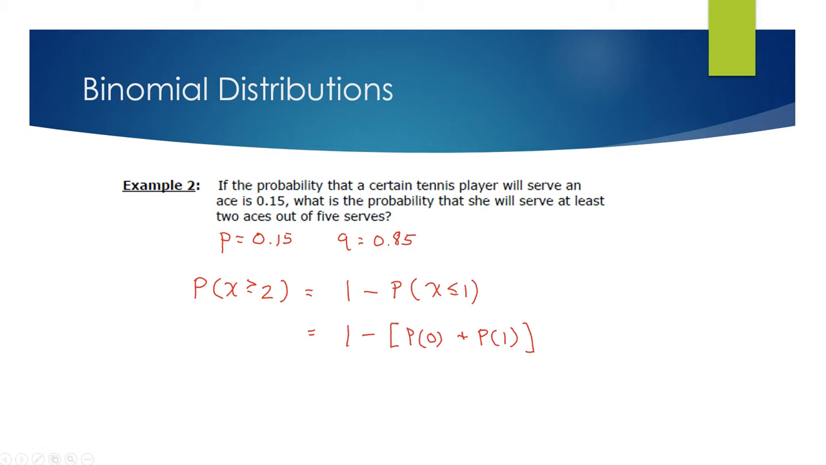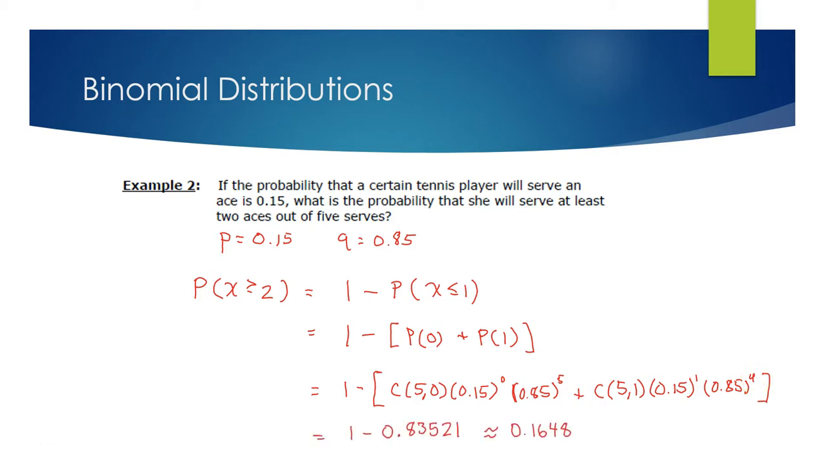So the probability of 0 aces is going to be the combination of n being 5 and x being 0 times 0.15 to the 0 power times 0.85 to the 5th power. And the probability of 1 ace out of 5 would be the combination with n being 5 and x being 1 times 0.15 to the 1st power times 0.85 to the 4th power. And when I carry out that computation, I get 1 minus 0.83521, which is about equal to 0.1648.